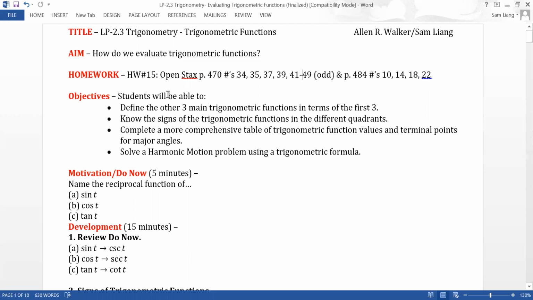All right, here are your objectives for today. We're going to define the other three main trig functions in terms of the first three. Know the signs of the trig functions in the different quadrants. Third, complete a more comprehensive table of trig function values and terminal points for major angles. And fourth, solve a harmonic motion problem using a trig formula. All right, here is your aim.